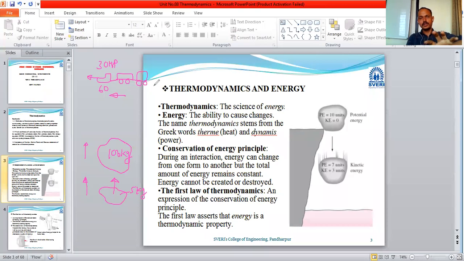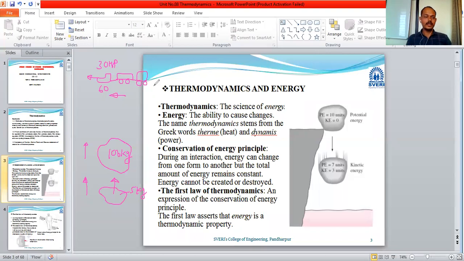For example, due to photosynthesis in trees or in plants, it creates energy, carbohydrates. Am I correct? Yes, sir. So these are the natural phenomena of change in energy.